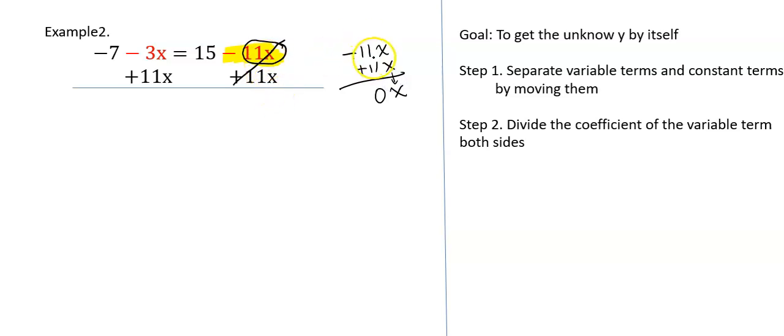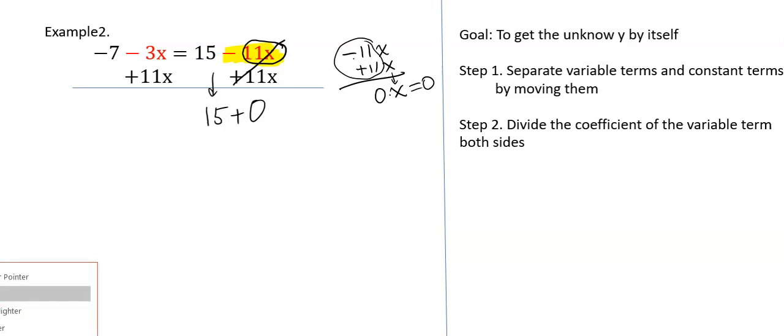When we combine like terms, we only add the quantities in front of them. Since 0 times x is also 0, anything times 0 is 0, that's why we can simply cross them out. Because when we have 0 here, if we bring down 15, 15 plus 0 will still be 15. So that's why we could just cross them out.